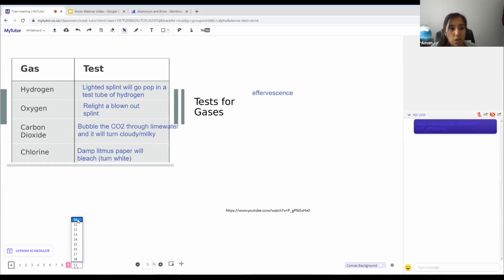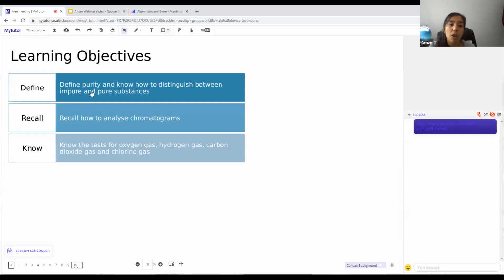Okay, so just as a quick recap of what we've covered today, we looked at purity and we know how to distinguish between impure and pure substances. So it's about the melting and boiling points. We recall how to analyze chromatograms. So we looked at the attractions to the stationary and mobile phase, and we looked at calculating the retention factor. And we looked at the tests for all of the 4 gases, and we watched a video as well to hopefully make that make sense.